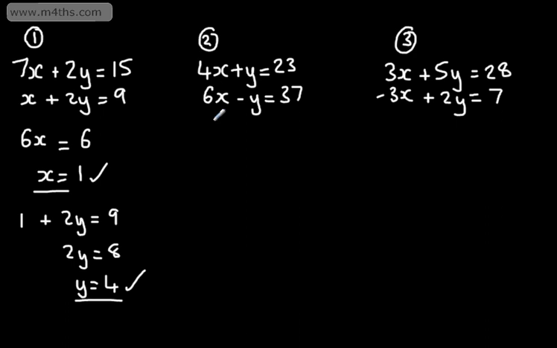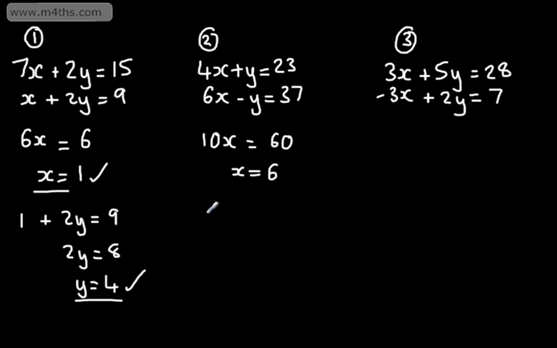Adding them will eliminate them, so adding equation number 1 to equation number 2, 4x plus 6x is going to give me 10x. If we add y and negative y, that's going to give us 0. Adding these two is going to give us a total of 60. 10x is equal to 60, 1x is equal to 6.